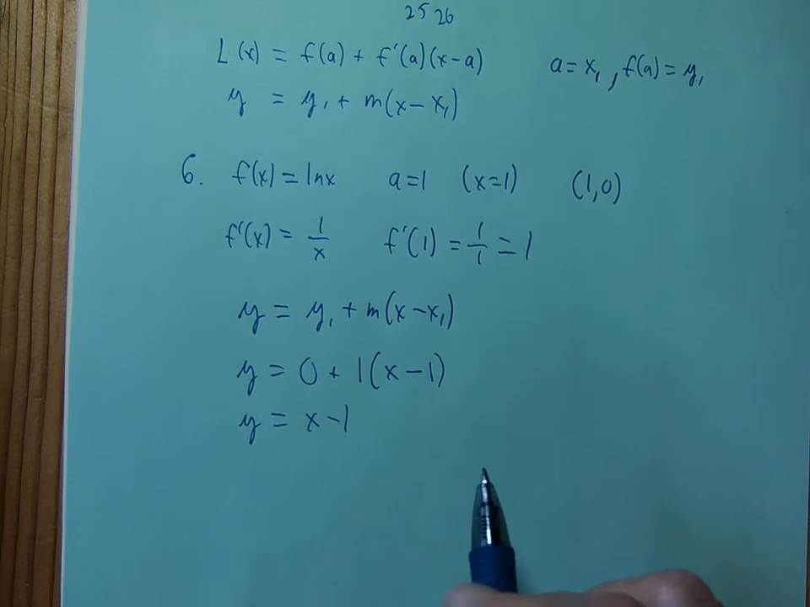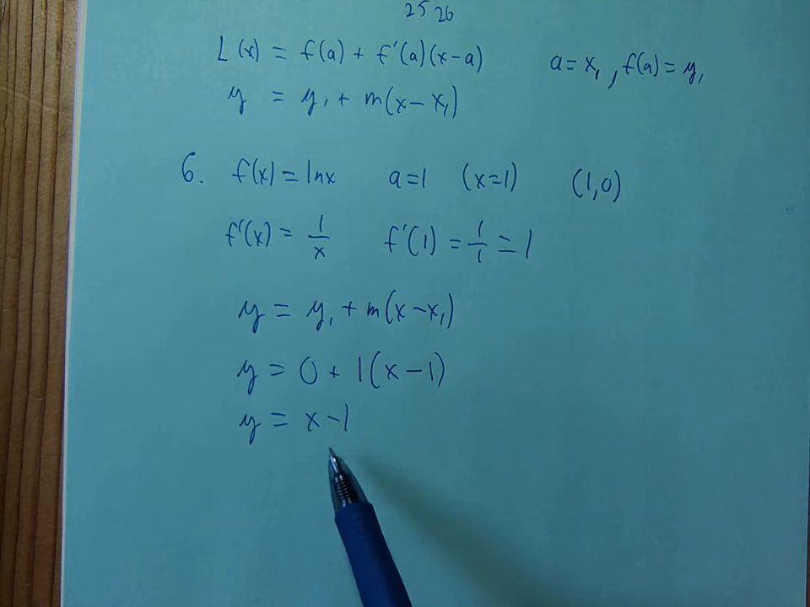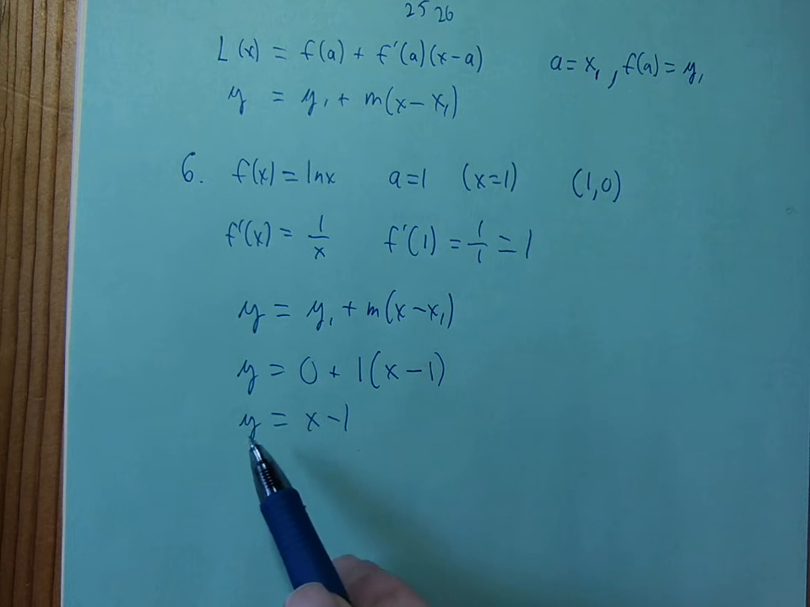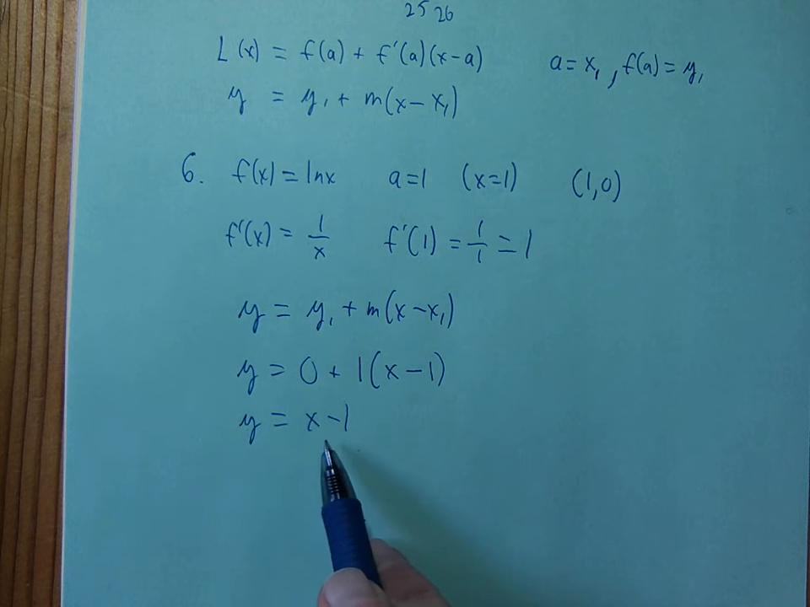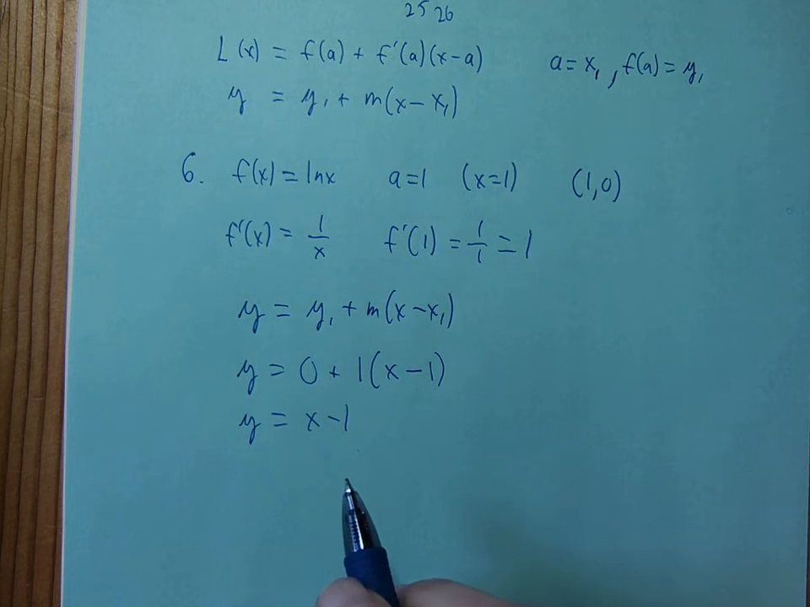So it's pretty easy. It's just finding the slope by taking the derivative and then using the point that they give you to work around. So basically, at ln of x, this line x minus 1 pretty closely approximates ln of x if you're close to x equals 1. If you get far away, it's not going to work so well. Okay, let's do another example.